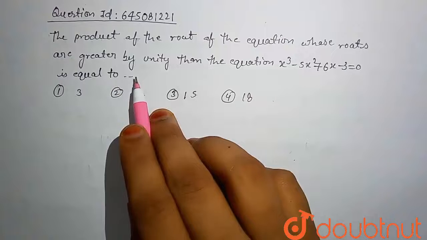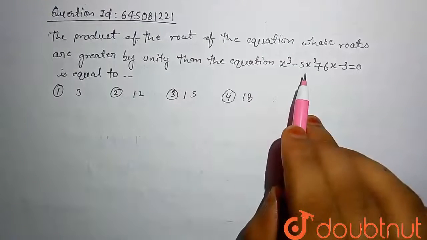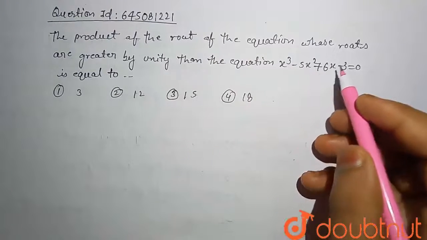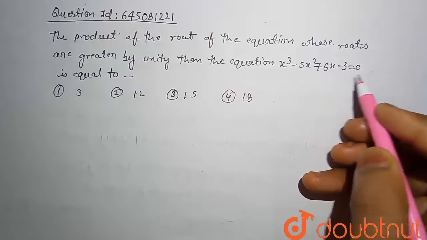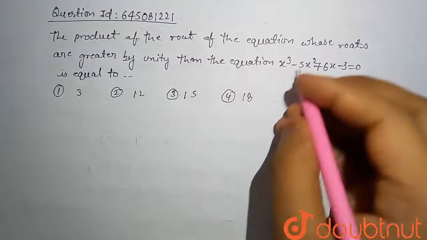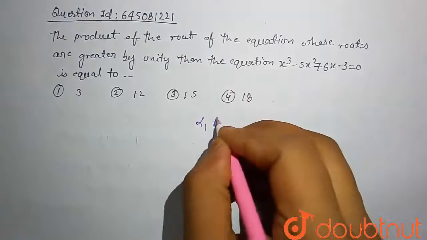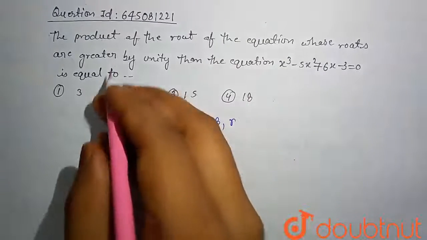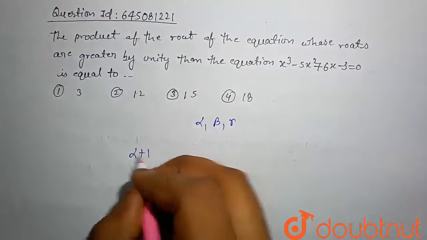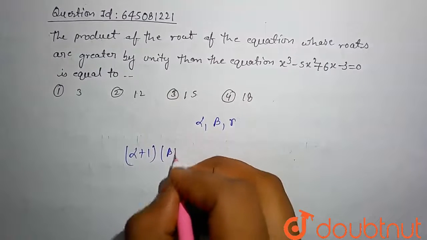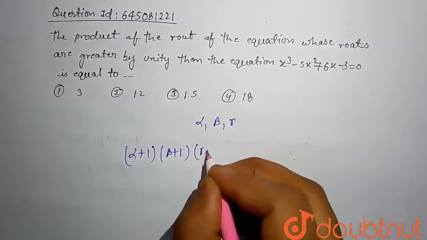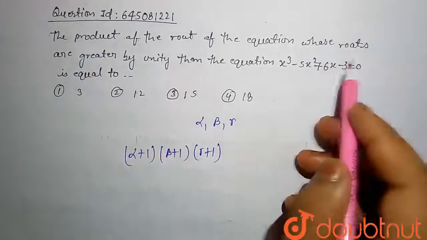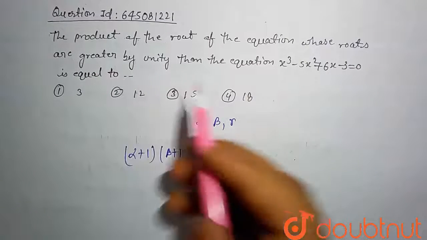Hello friends, today our problem is: find the product of the roots of the equation whose roots are greater by unity than the roots of the equation x cubed minus 5x squared plus 6x minus 3 equal to 0. If we assume alpha, beta, gamma are the roots of this equation, then we have to calculate alpha plus 1 into beta plus 1 into gamma plus 1. Here, every root is given greater by unity.